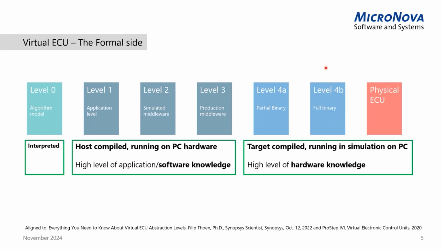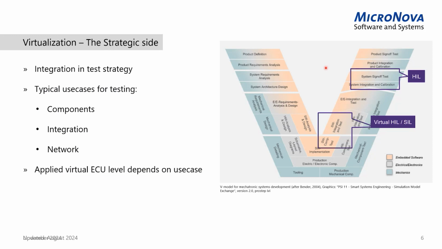So the same code like you would use to run on your ECU is now running inside the simulation on your PC. And like I said, the ECU code is not modified anymore, but we need to have a high level of hardware knowledge to create this type of setup so that the software runs correctly inside your environment. So these are the most important differences between our levels, and that you will need to get to the strategic side. To be able to benefit from this, you have to integrate this into your test strategy somehow.